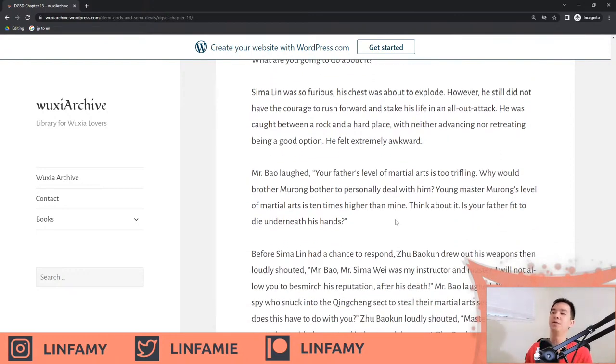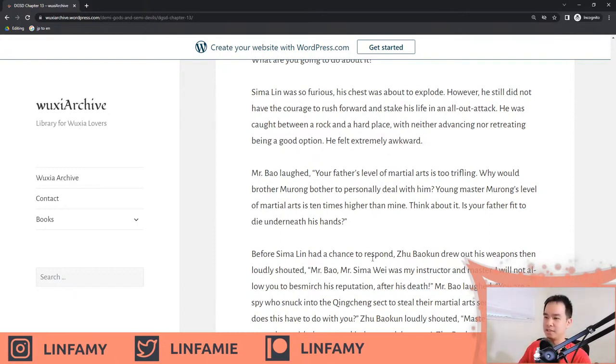Mr. Bao laughed. Your father's level of martial arts is too trifling. Why would brother Mu Rong bother to personally deal with him? Young Master Mu Rong's level of martial arts is 10 times higher than mine. Think about it. Is your father fit to die underneath his hands?